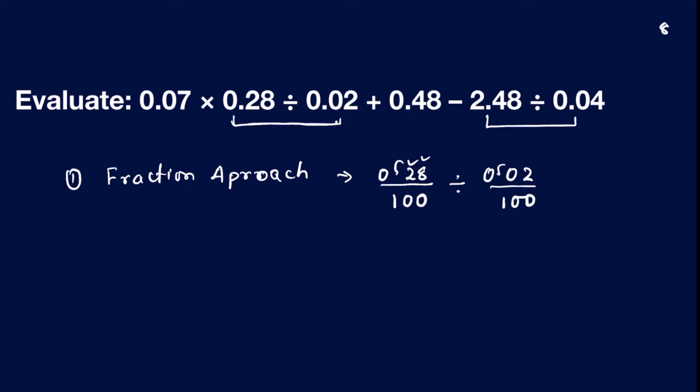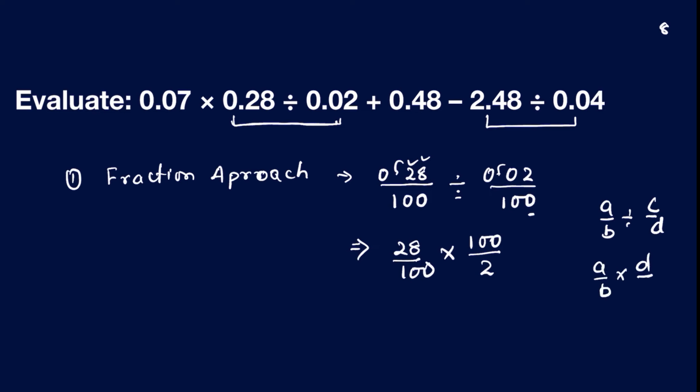Now it is a division of fractions. In division of fractions, we convert division into multiplication and the number after the symbol of division becomes inversed. So this fraction will get inverse, that means 100 will become your numerator and 2 will become your denominator. Simply A upon B divided by C upon D becomes A upon B multiplied by D upon C. So this is how the fraction approach works.